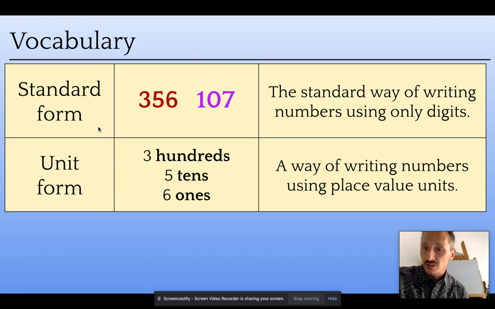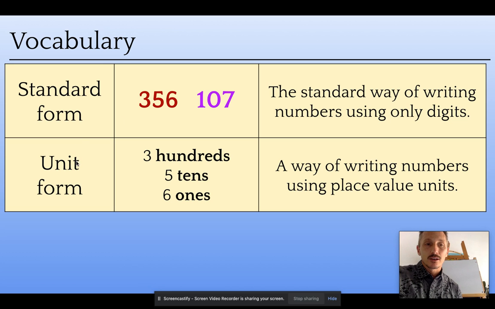Standard form is just the number, a three-digit number, two-digit number, or one-digit number, just the number as it is. So the standard way of writing numbers using only digits. Okay, so that's the standard form. There's 356. We have 107. Remember that here, 107 has a 0 in the tens place. That's going to be really important for you a little bit later on.